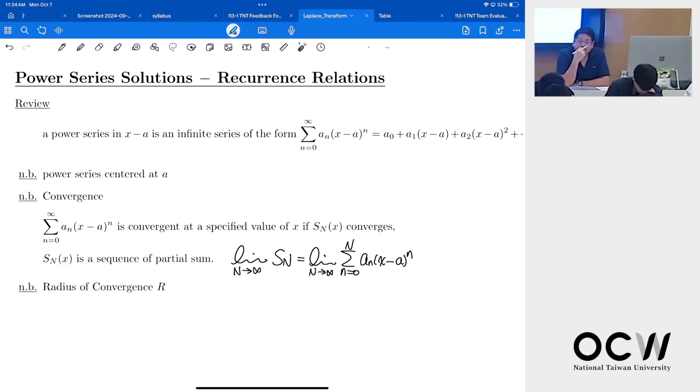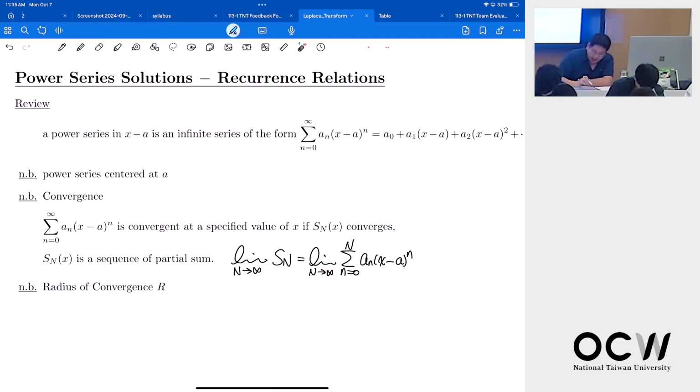Okay. We will see some examples later, but you just need to know that if this series is convergent, then I have a partial sum. This partial sum, when n goes to infinity, also converges. This is also convergent. Okay. Yeah, we will see some examples in a minute.